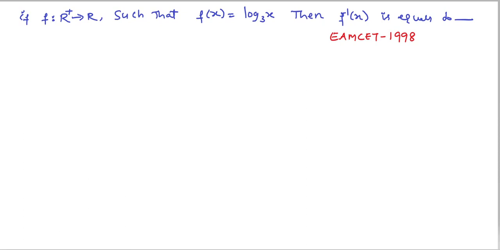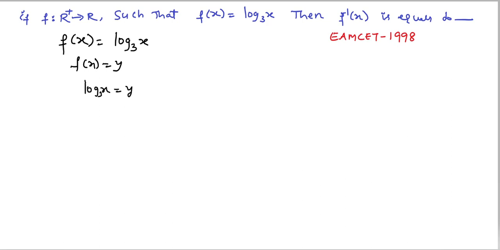If f maps R+ to R such that f of x is equal to log x base 3, then f inverse x is equal to dash. MSET 98 question. Here is given f of x is equal to log x base 3. Now we find the inverse of this function. Take f of x is equal to y, so log x base 3 is equal to y.